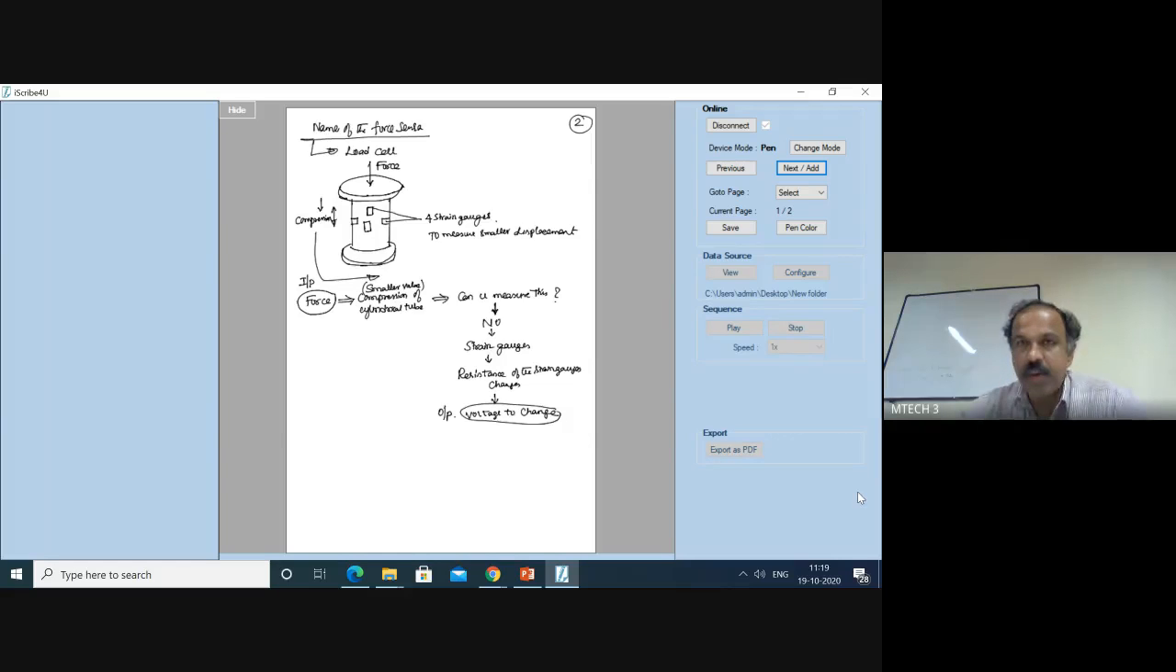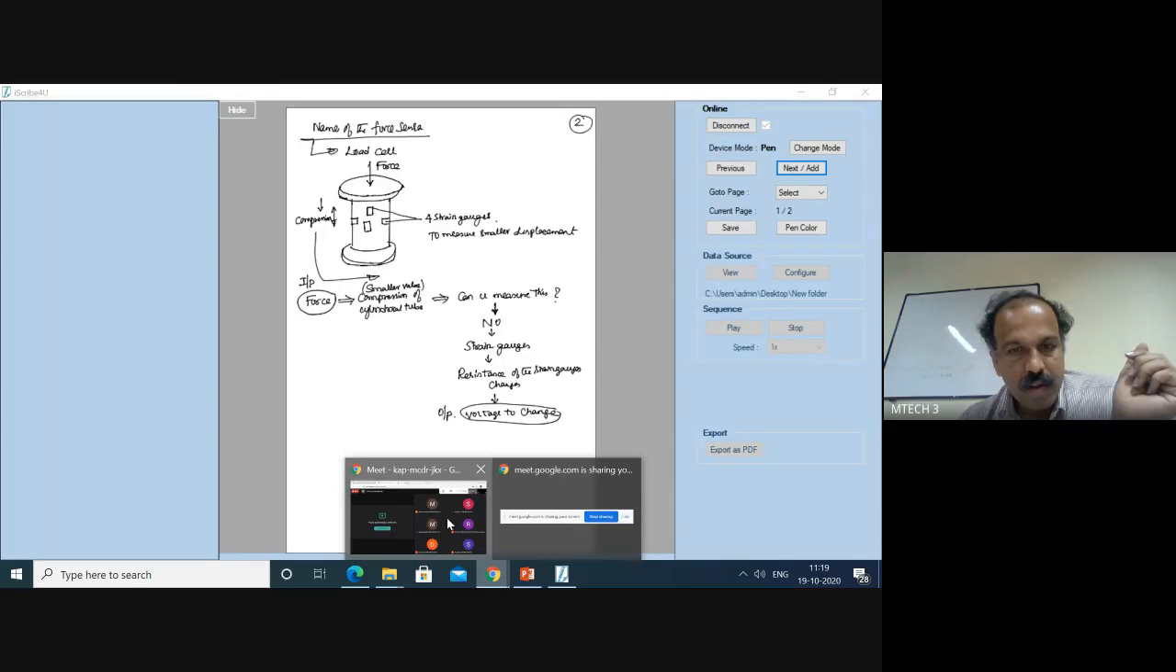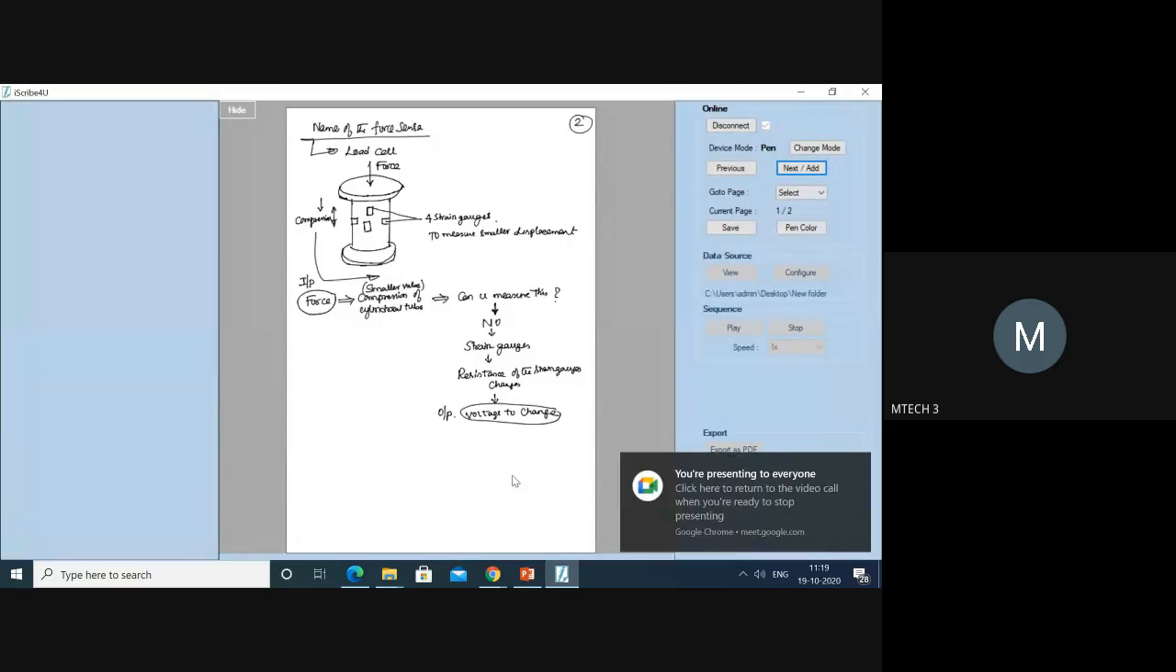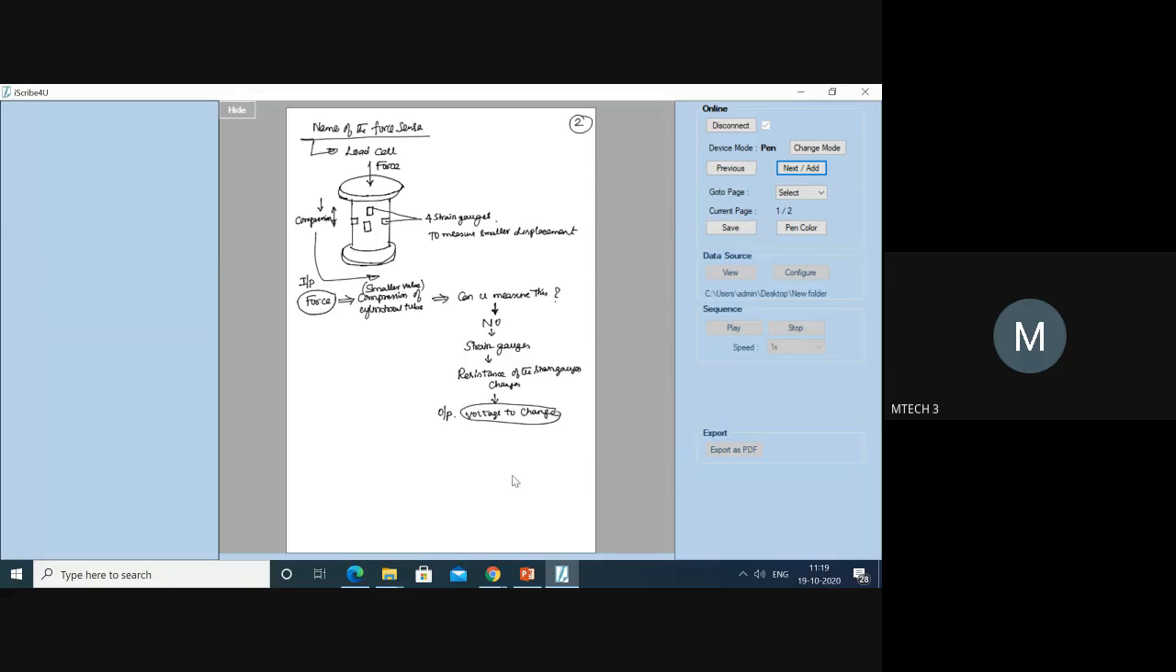Now, the change in the voltage is a measure of what? Force. The change in the voltage is a measure of the force which is applied. This is very, very important. Through the change in the voltage, we understand the amount of load that is applied. Now this is something related to what is called the force sensor.